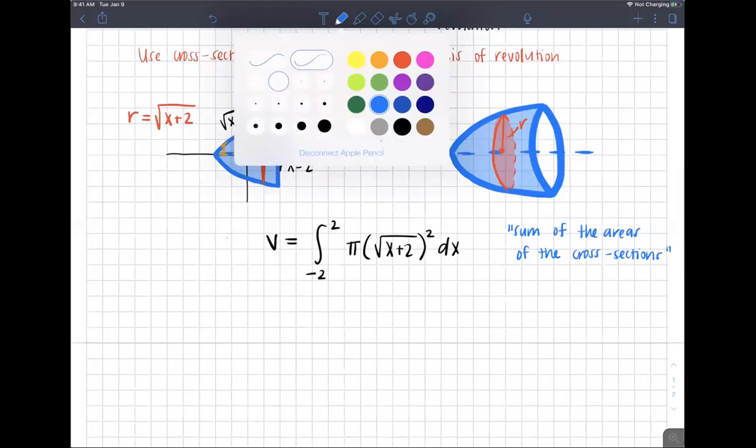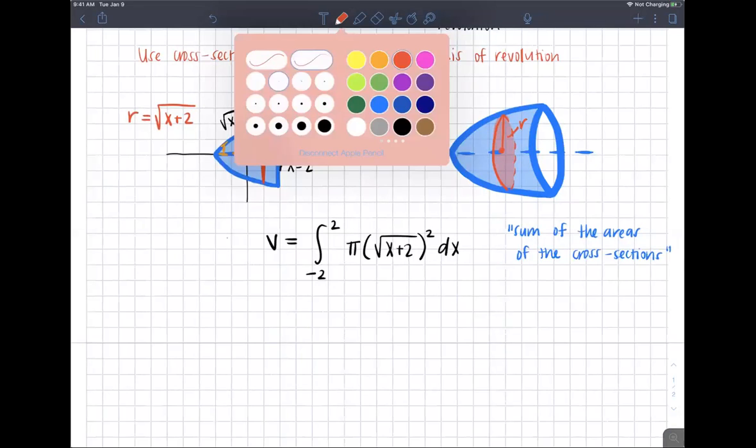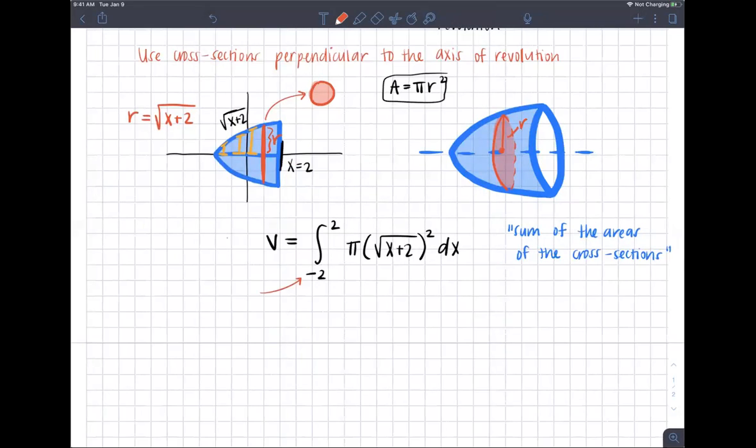And you get this by looking at the start and end value on the axis of revolution. Since we revolved about the x-axis, we're going to be integrating with respect to x, which means we need to look at where our graph is bounded on the x-axis. Those are going to be our limits.